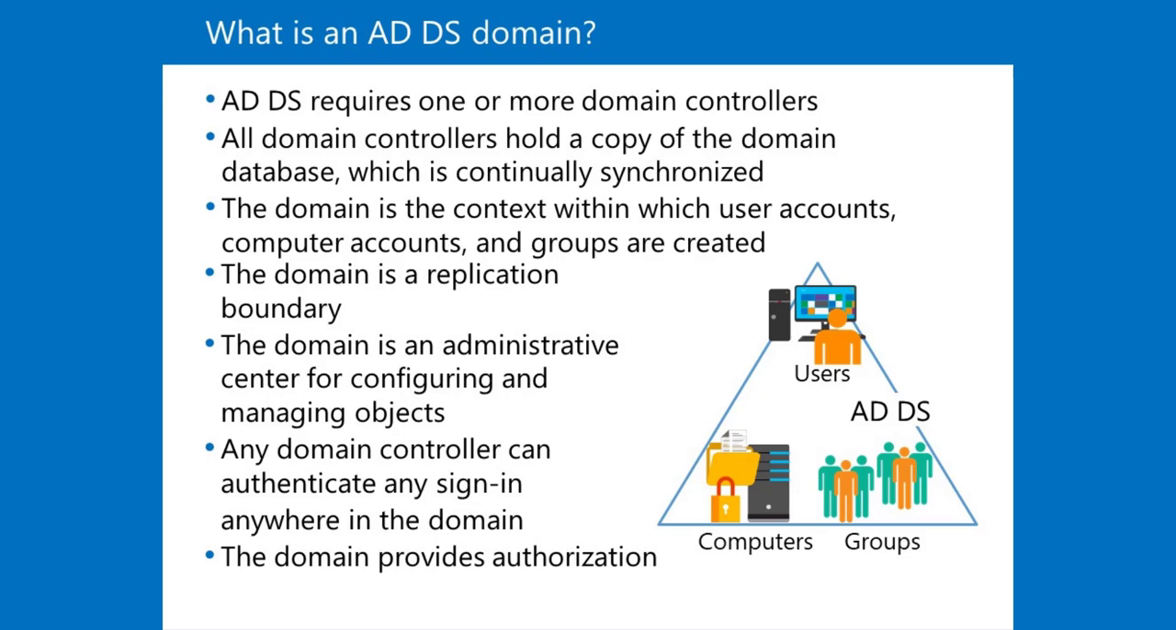The ADDS domain is a replication boundary. When you make changes to any object in the domain, the domain controller where the change occurred replicates the change to all other domain controllers in the domain. If multiple domains exist in the forest, only subsets of the changes replicate to other domains. ADDS uses a multi-master replication model that allows every domain controller to make changes to objects in the domain.